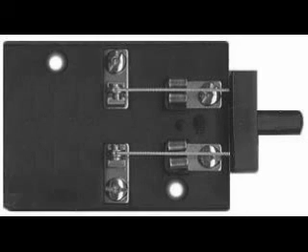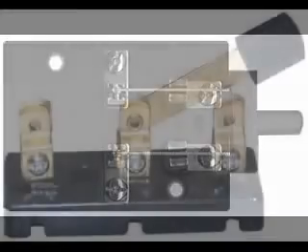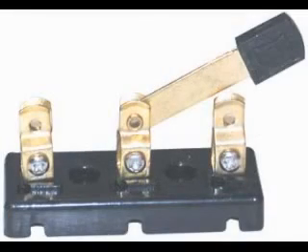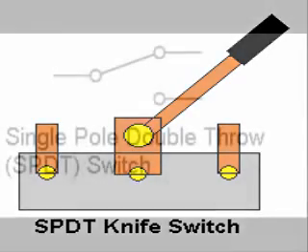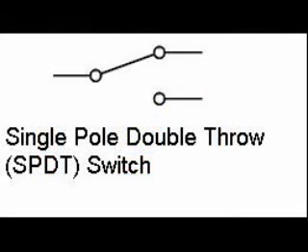This knife switch has a single pole or single moving contact and two throws or two contact positions. It is called a single pole, double throw, or SPDT switch. This is the symbol for a single pole, double throw, or SPDT switch. Here it is drawn a little differently.